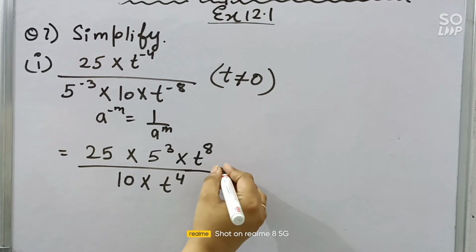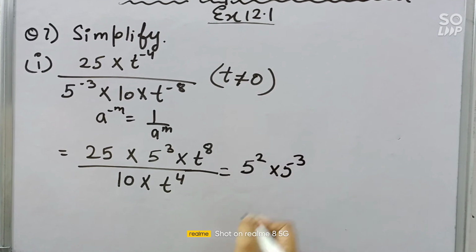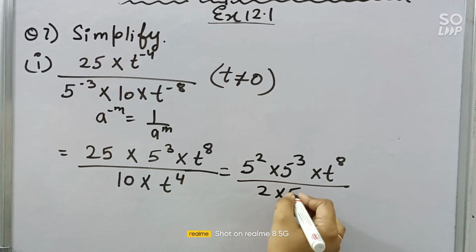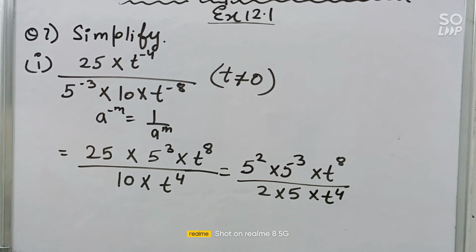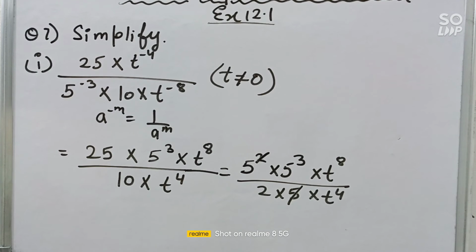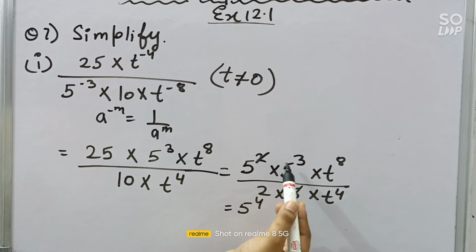Now we can see, we can write this 25 as 5 raised to the power 2 multiply 5 raised to the power 3, t raised to the power 8 upon 10 can be written as 2 multiply 5 multiply t raised to the power 4. Now this 1 5 can be cancelled out with this 1 5 and we are left with 5 raised to the power 4. Because this is 3 and this is 1. So we will apply the law of multiplication, a to the power m multiply a to the power n, that means a to the power m plus n. So it becomes 3 plus 1, 4.